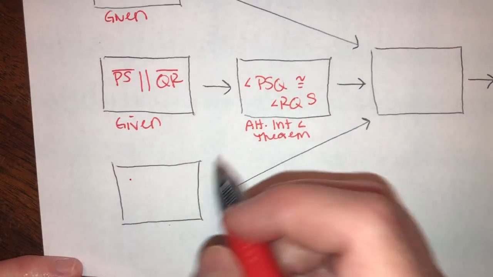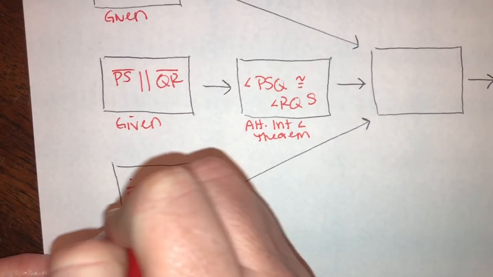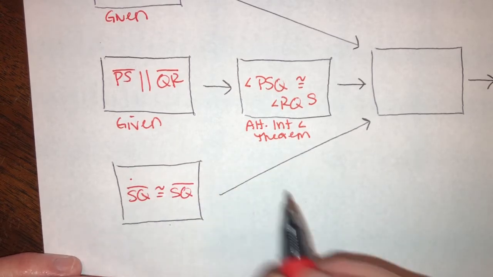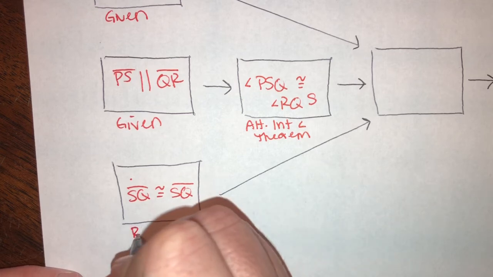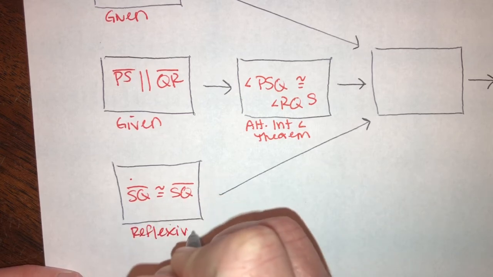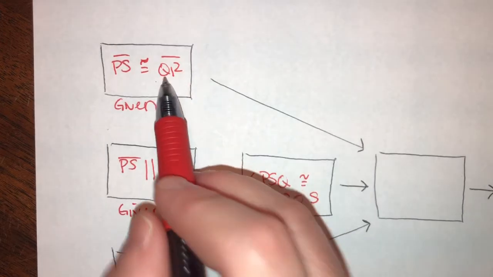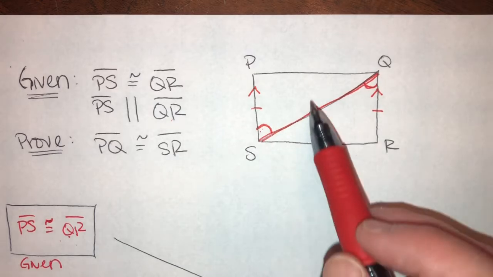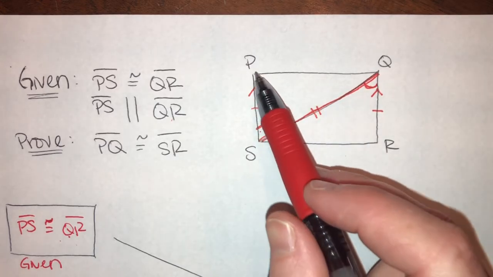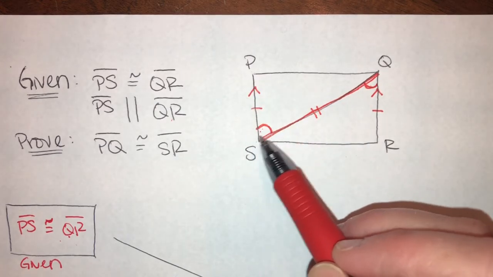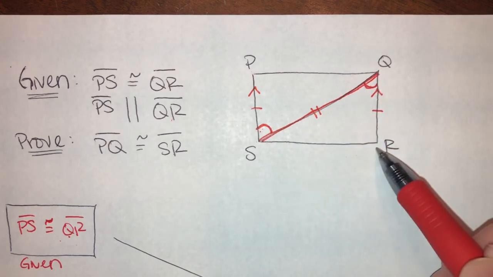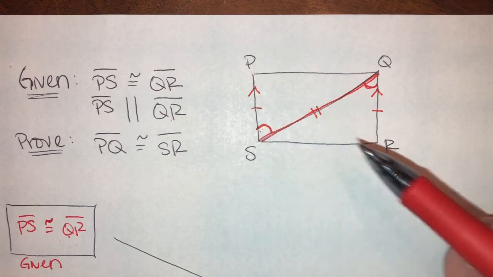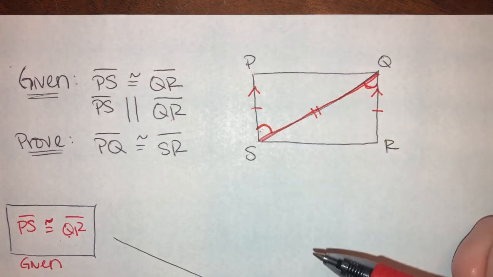It's unrelated to all of this, so I'm going to write it down here. SQ is congruent to SQ. Anytime you write that something is congruent or equal to itself, that's always reflexive. Now I've got three congruency statements: 1, 2, 3. That's enough to say that my two triangles are congruent. Why? I've got a side, an angle, and a side congruent to a side, an angle, and a side. So these two triangles are congruent because of side, angle, side.